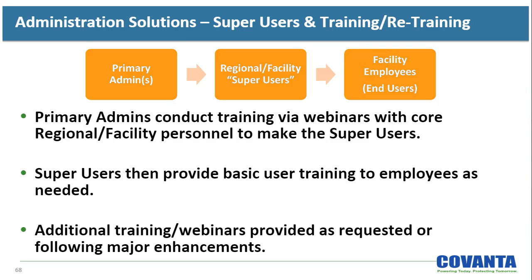So we took the approach of saying, okay, Justin and I are two people. We're the primary admins. Let's get some of our regional or location people and train them to become super users. Our super users were our regional safety personnel out there, and some of our facility safety professionals. But then also, you have those certain people that are really savvy with computers and can really pick up on things, right?